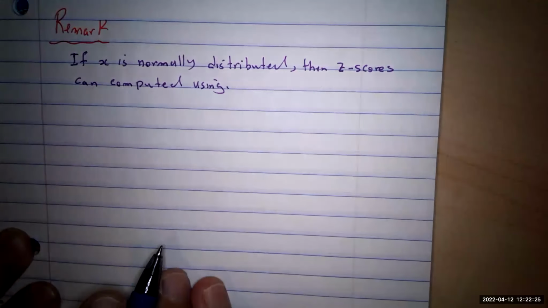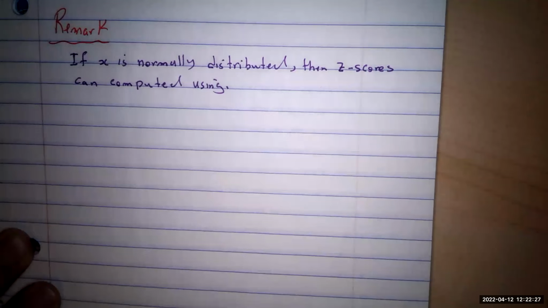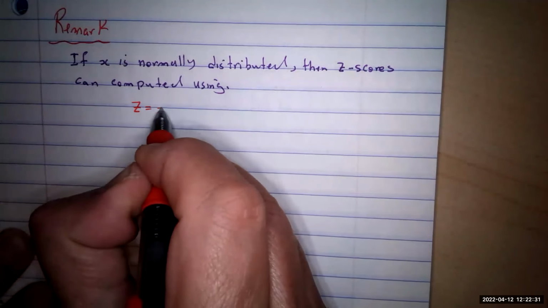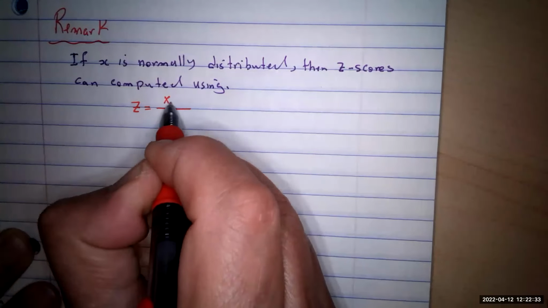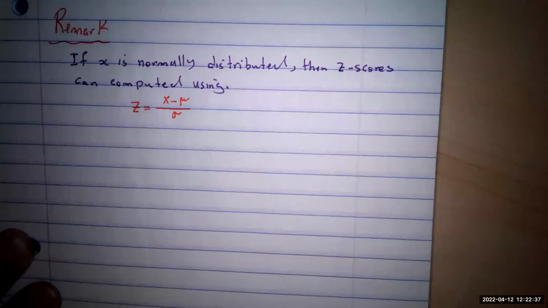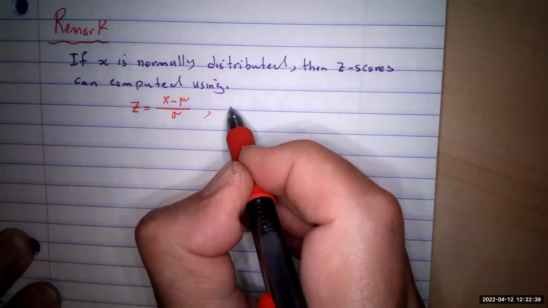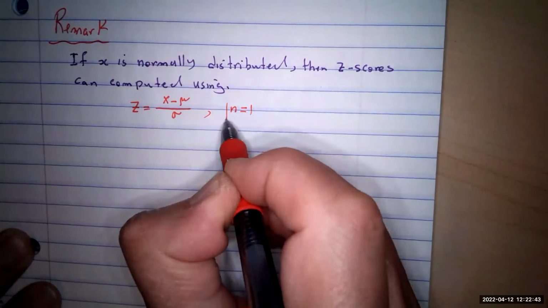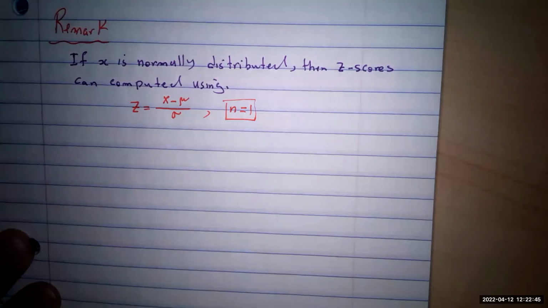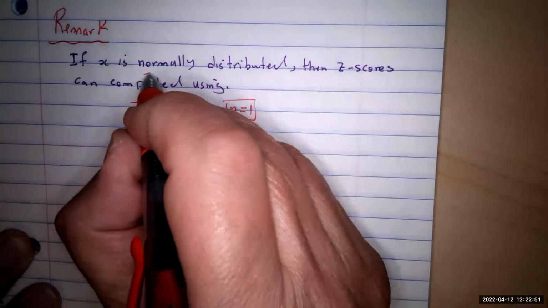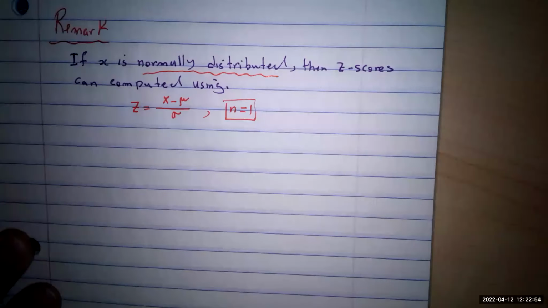But to be very careful. The formula is, as we did it before, z equal to x minus mu over sigma. In this case, it's like the sample size n is equal to 1. We usually pick 1% out and we ask you the probability question. So this is if x is normally distributed.